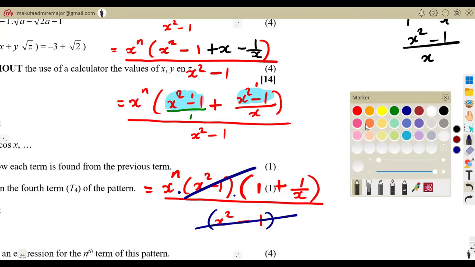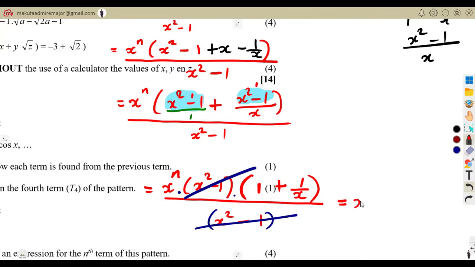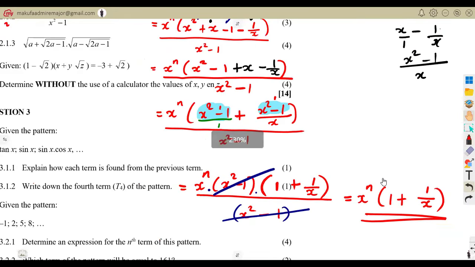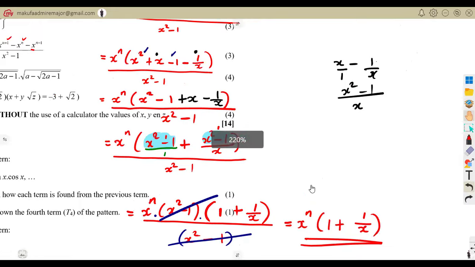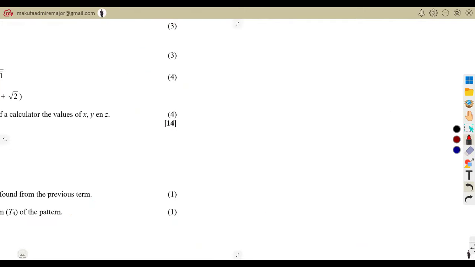So meaning to say, our final answer is going to remain as x to the exponent of n into 1 plus 1 over x. All right, so this is what you're going to have at the end. If you want to simplify further, you can simplify further from there. But if you check your memo, they just made a simple mistake in the simplification of the final answers. We can have this in a different calculation, but I just want to correct the way that they did it.